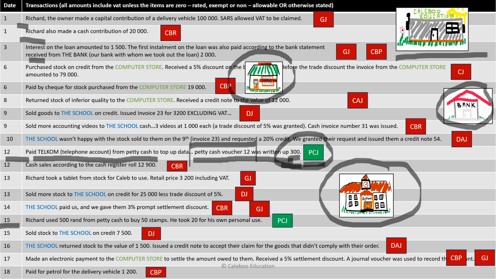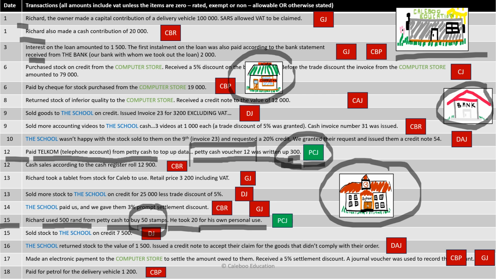On the 15th, Richard, the owner, used 500 from petty cash to buy stamps. Interesting, 50 stamps, and only 20 were for his own personal use. So I see 50 stamps is for Calibre Education, the business. Is that actually correct? No.